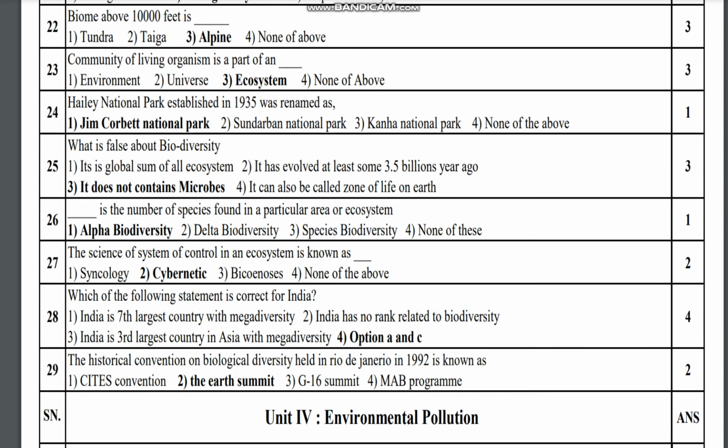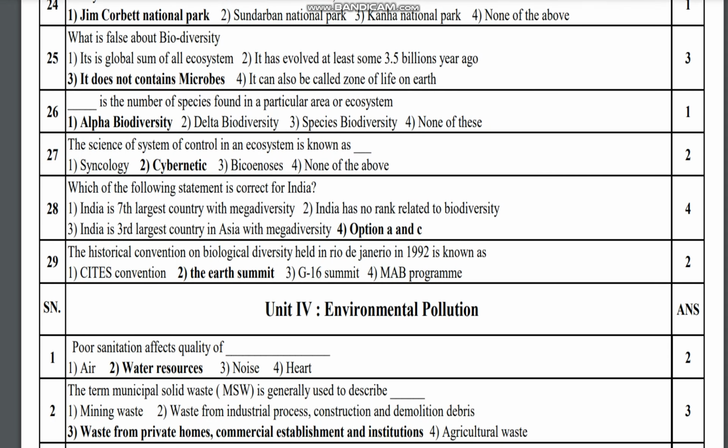Question number 23: community of living organisms is a part of ecosystem. 24th question: Hailey National Park, established in 1935, was renamed Jim Corbett National Park. Question number 25: which is false about biodiversity, that is it does not contain microbes, it is a false statement. Then question number 26: alpha biodiversity. It is the number of species found in a particular area or ecosystem.